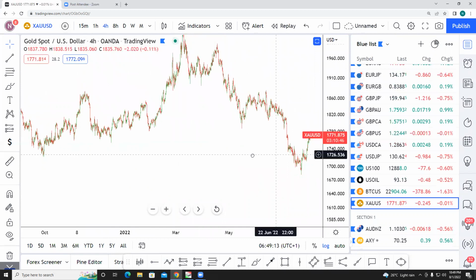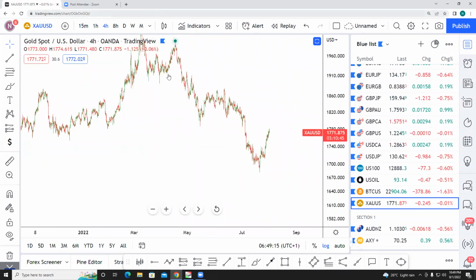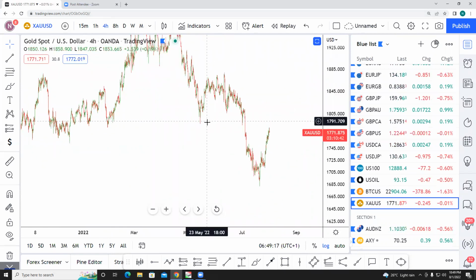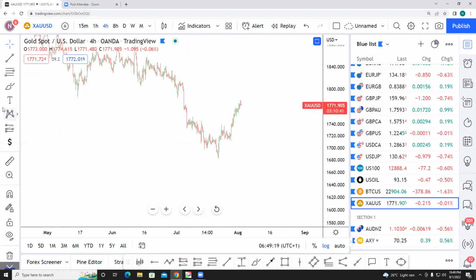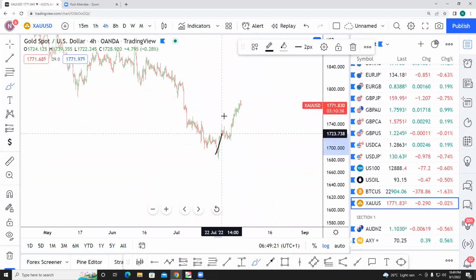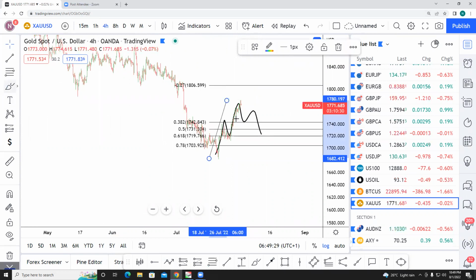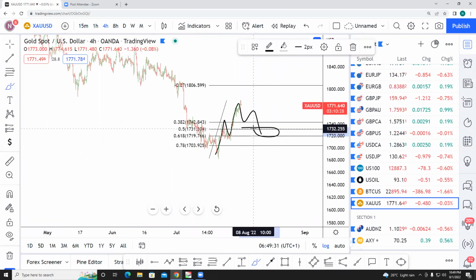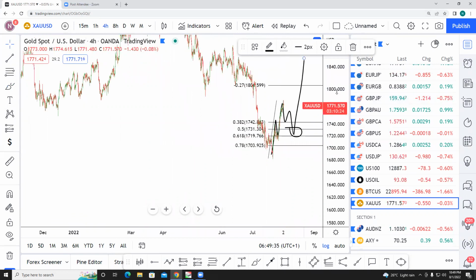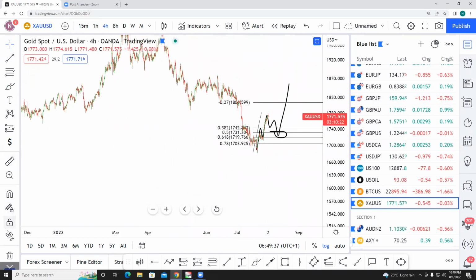Gold has started its move to the upside, but what we should expect now is either we see this three-wave structure. If it gives another three-wave structure, guys, back to 50 to 61.8, back to this level, you are going to buy gold to the upside, but it must give 50 to 61.8.